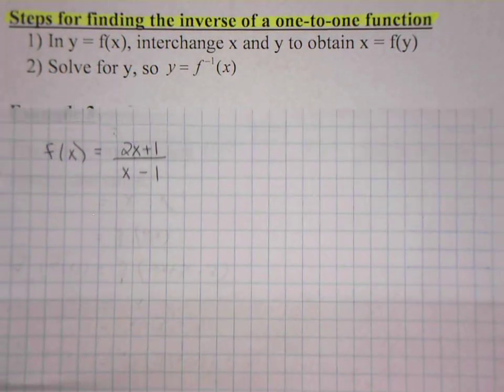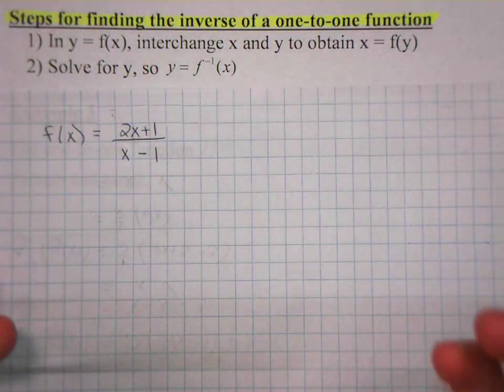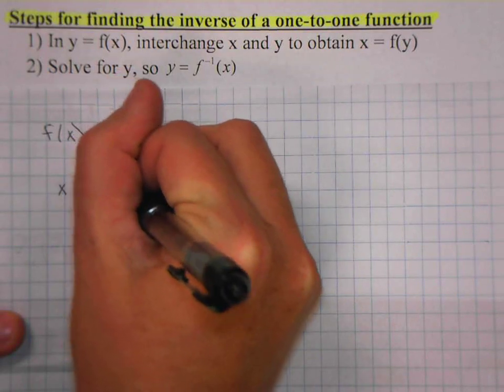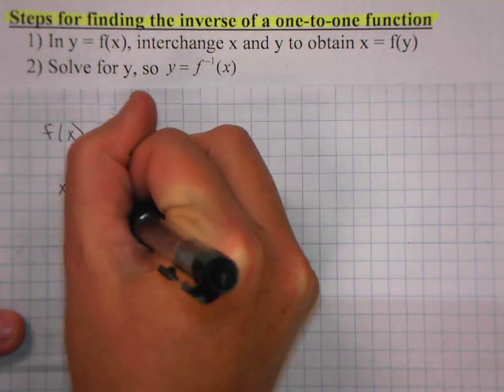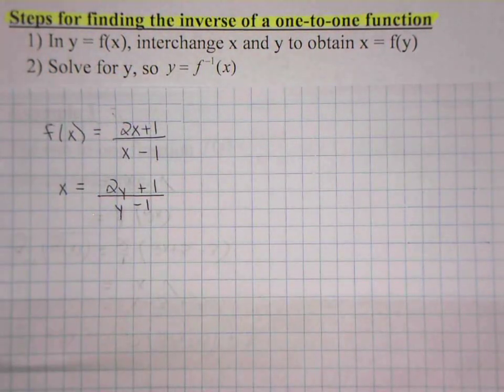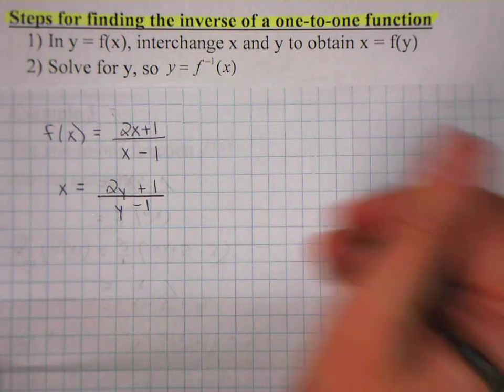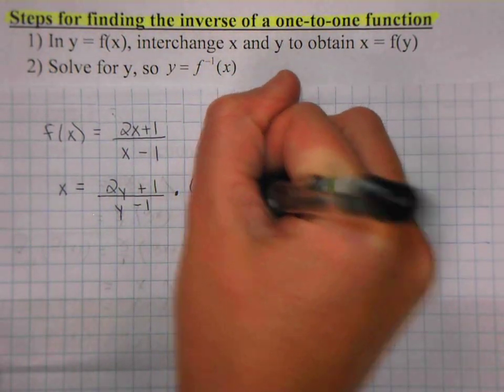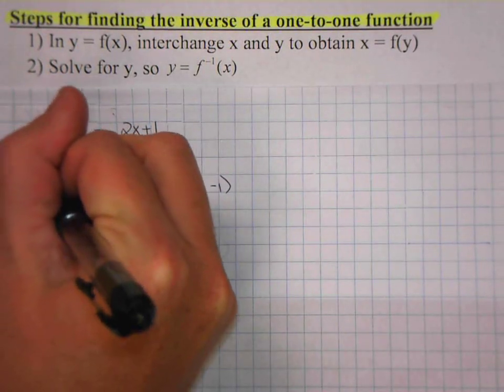Alright, then I'm going to go through the steps. So the first step was to switch x and y, and this would be x = (2y + 1)/(y - 1). And I know that this looks a little different than maybe what we've seen before because there's a y in 2 different places. So here's my suggestion for solving for y. Multiply both sides of your equation by y minus 1.